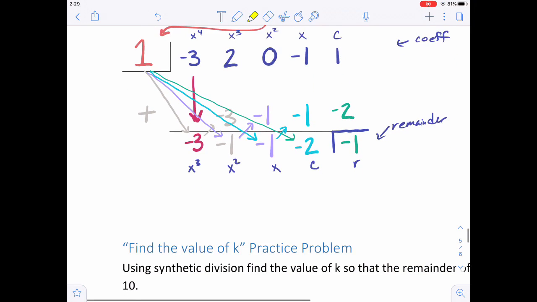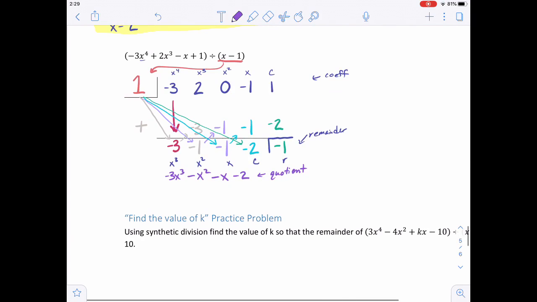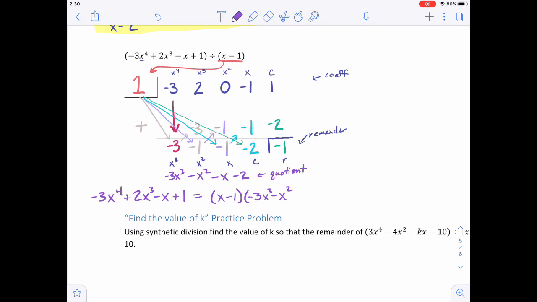So let's write out our quotient. So we're going to have -3x cubed minus x squared minus x minus 2. That's our quotient. Let's write this one the other way. So we have -3x to the 4th plus 2x cubed minus x plus 1 is equal to our divisor, x minus 1, times our quotient, -3x cubed minus x squared minus x minus 2, plus our remainder, which is -1.